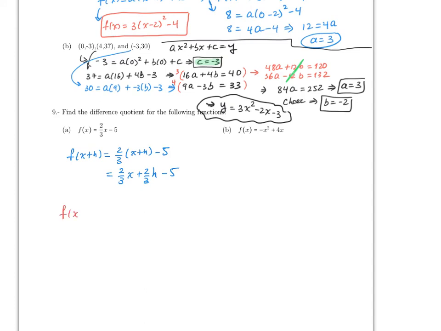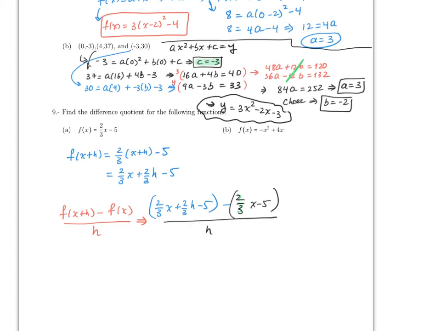Remember that the difference quotient formula is f of x plus h minus f of x, over h. So in our case, this will be 2/3 x plus 2/3 h minus 5. So that's the first part, minus f of x, which is 2/3 x minus 5, and all of this is divided by h. Here you can see the 5 cancels right away, and this will cancel with that. So the only thing left is 2/3 h, everything divided by h, which equals 2/3.